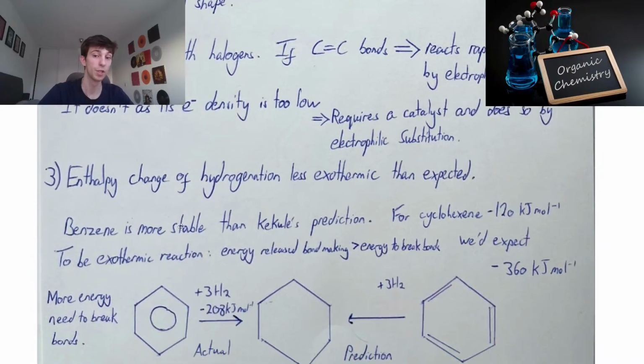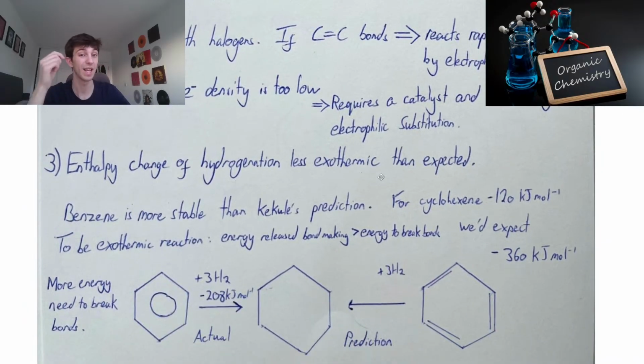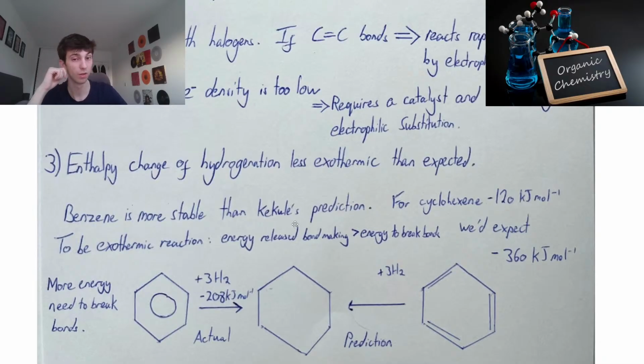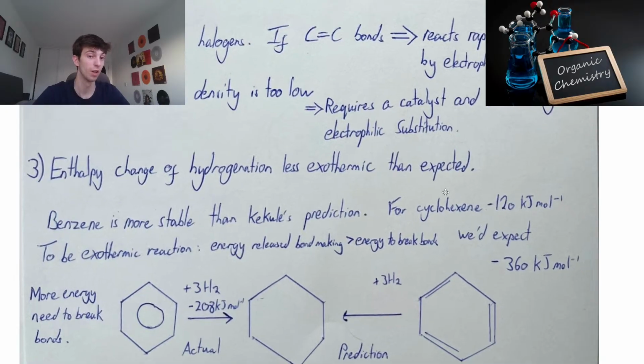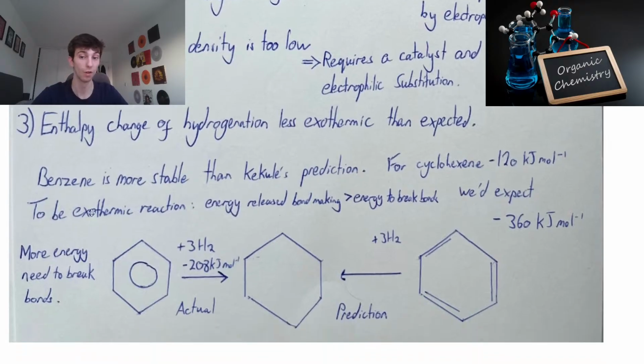And the third thing was the enthalpy change of hydrogenation was less exothermic than expected. Because benzene is more stable than Kekulé's prediction. For cyclohexene, for each carbon-carbon double bond, it would be 120 kilojoules per mole. However, in reality, it was less. It would be 3 times 120, sorry, so it would be 360. We would expect 360 with Kekulé's model. In reality, it was less. We saw it to be minus 208 kilojoules per mole.